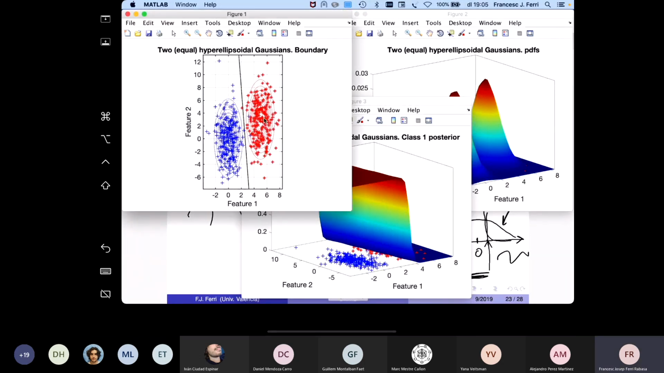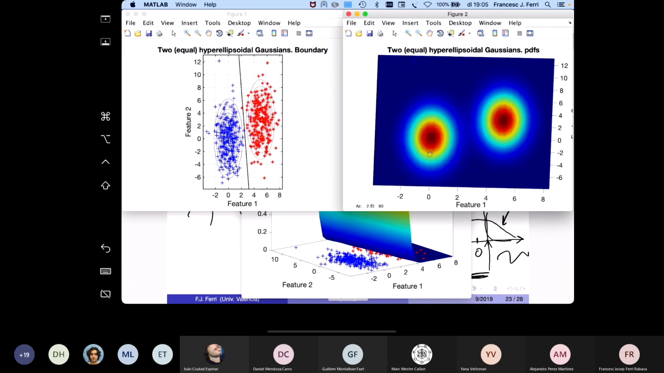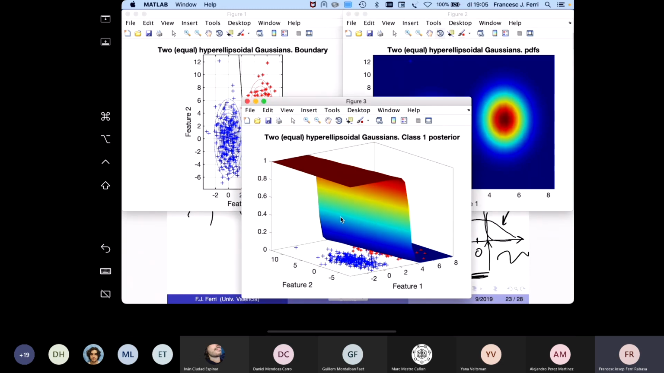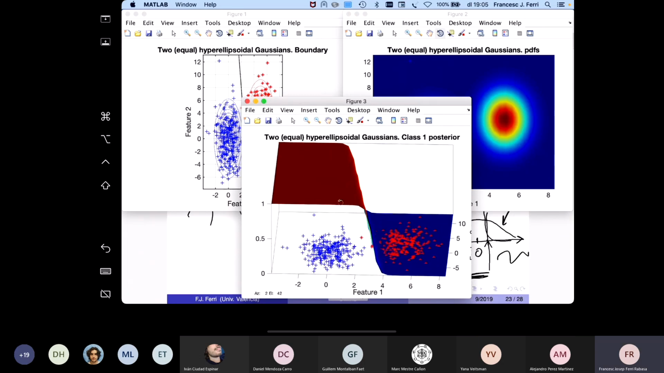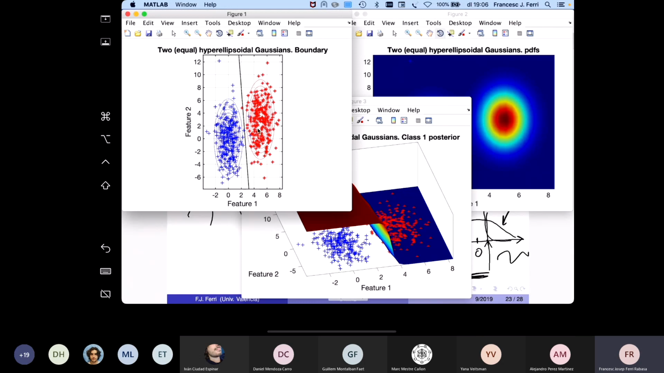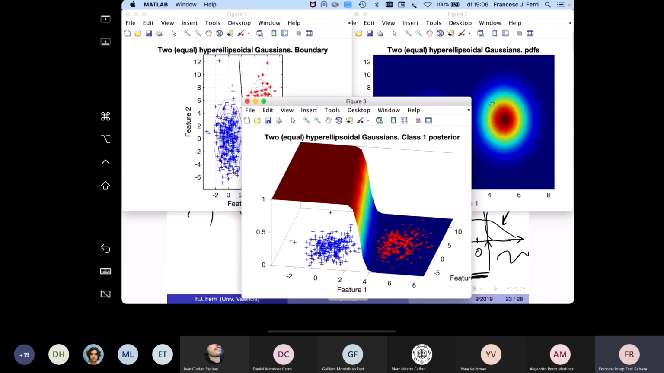What happens if you have general Gaussians, but the same for the 2 classes? Well, as we said, they are hyperellipsoidal. They don't look like this because the scale here has been changed. They are hyperspherical. And then what we have is a posterior like this. And the boundary is linear. The boundary is always linear if the covariance matrix is the same for all classes. This is the case of hyperellipsoidal.